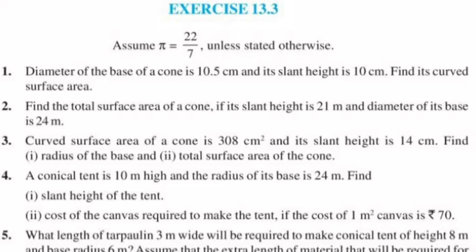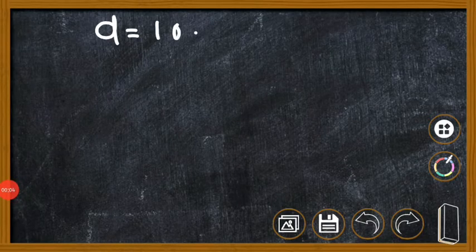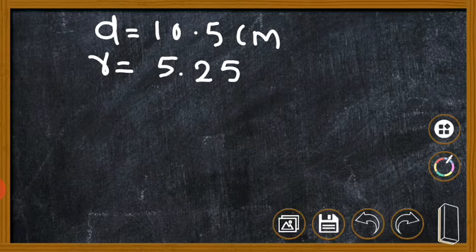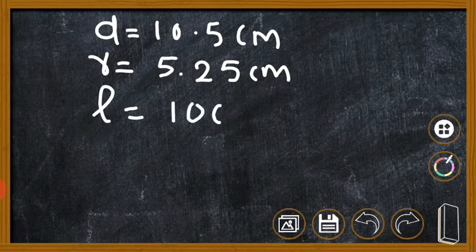First one: the diameter of the base of a cone is 10.5 cm and its slant height is 10 cm. Find its curved surface area. Here the diameter is given. D is equal to 10.5 centimeter. So what will be the radius? Radius means half of the diameter, so 5.25 centimeter. And next, slant height is given. Slant height means L. L is equal to 10 centimeter. And in this question you have to calculate the curved surface area of the cone.